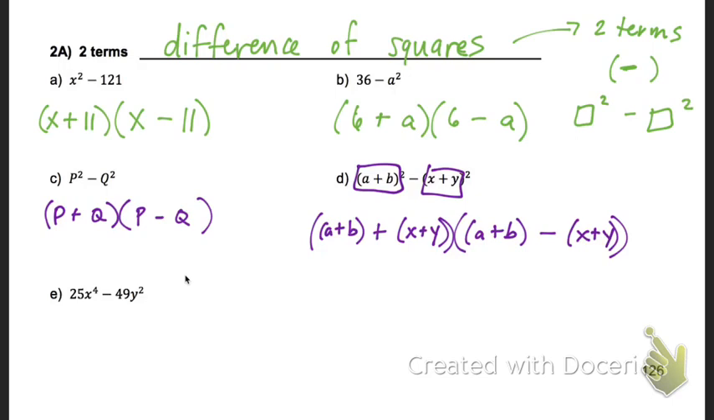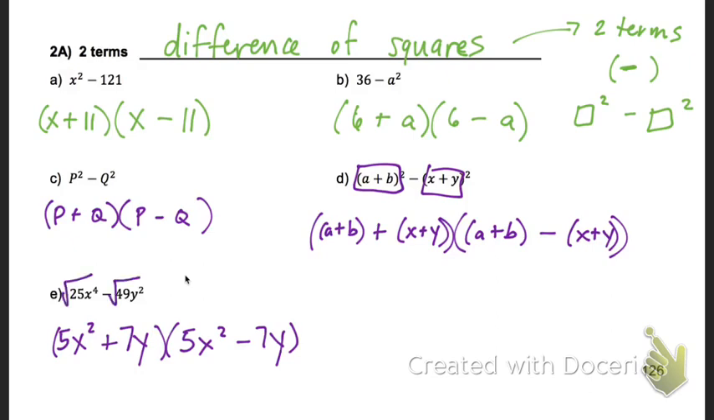Okay, what about E? 5x squared. Good. 5x squared plus 7y minus. So all I'm doing is technically just square rooting the first and second term, and then putting a plus or minus in between.